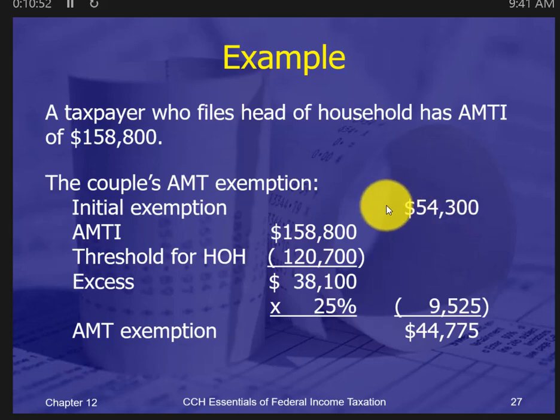So you start with the head of household exemption, and this exemption changes every year, so make sure you're using the 2017 exemption. The 158.8 is over the threshold by 38.1. The threshold for head of household is 12700. Take that, multiply by 25%, and then subtract it from the exemption, and now your exemption is 44. As income gets high enough, this is going to keep growing, and eventually it's going to be higher than the exemption, and you're going to have 0 AMT exemption. Now that is one of the easier phase outs because it's just a straight 25% of the amount over the threshold.